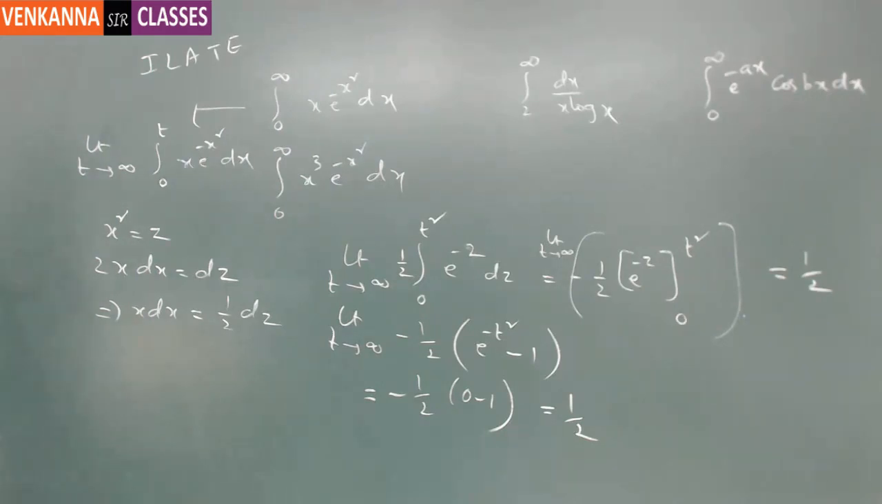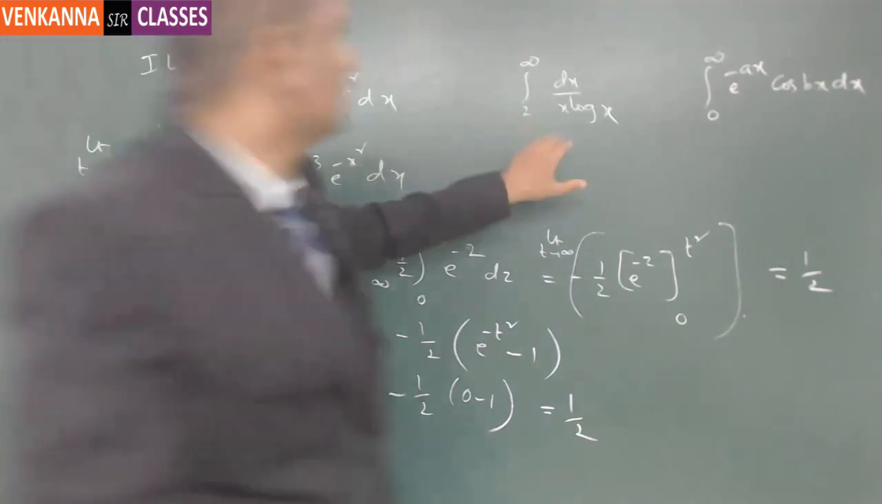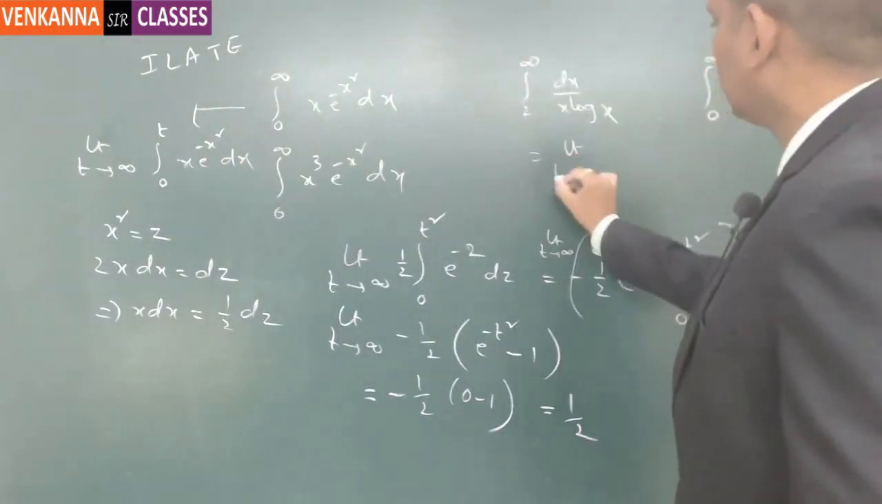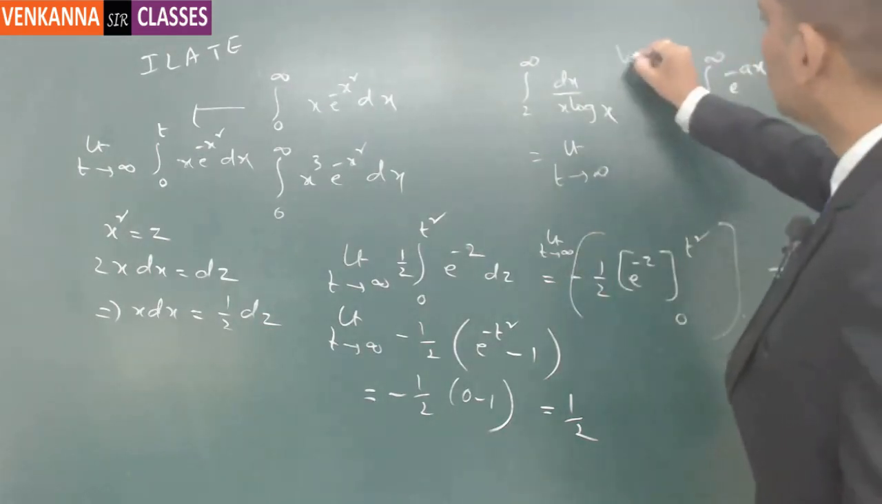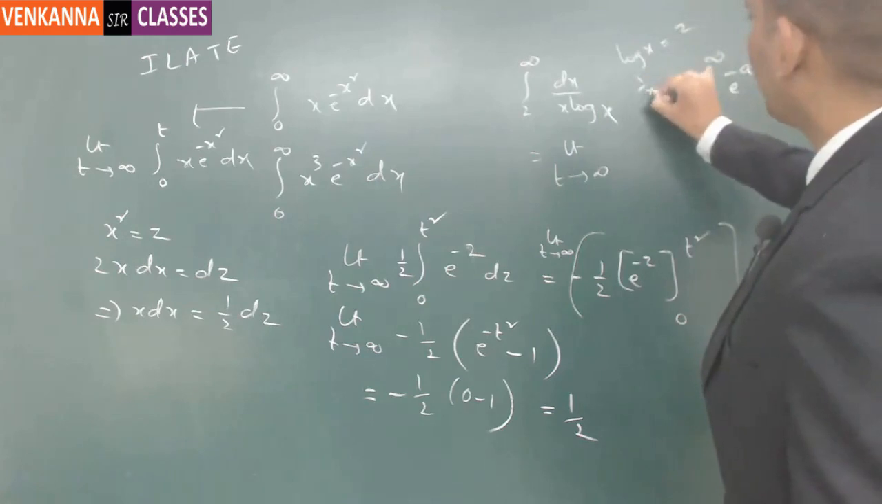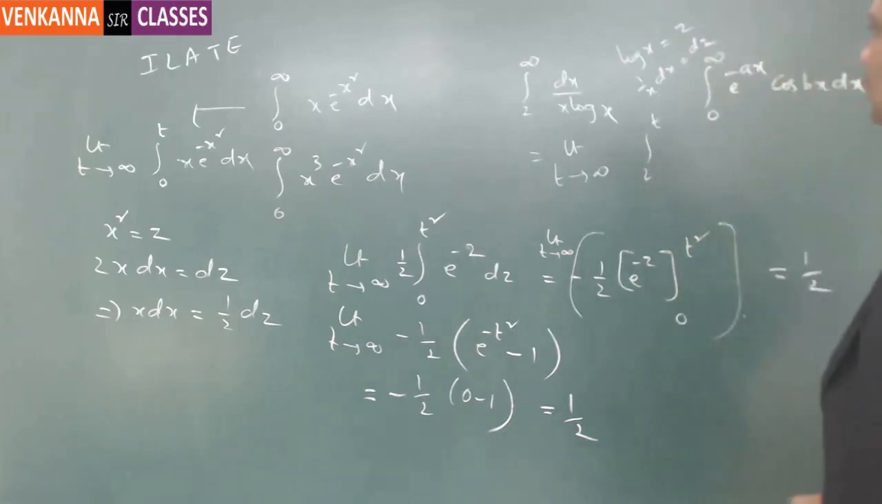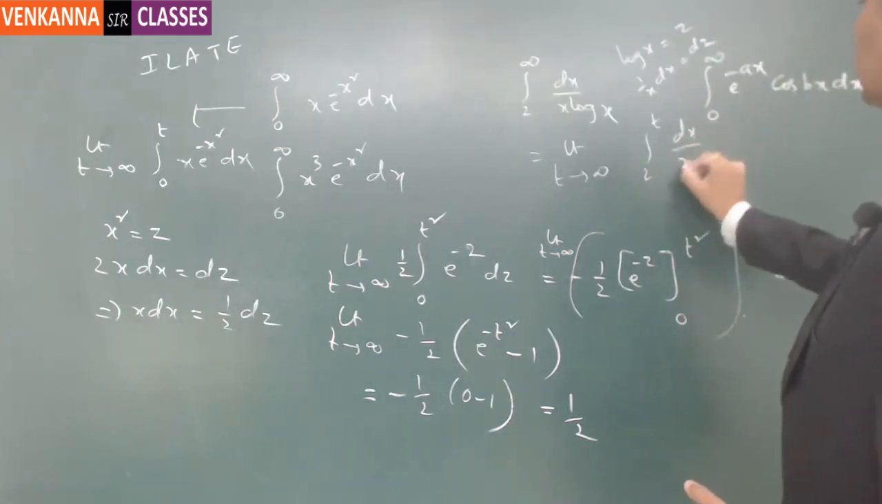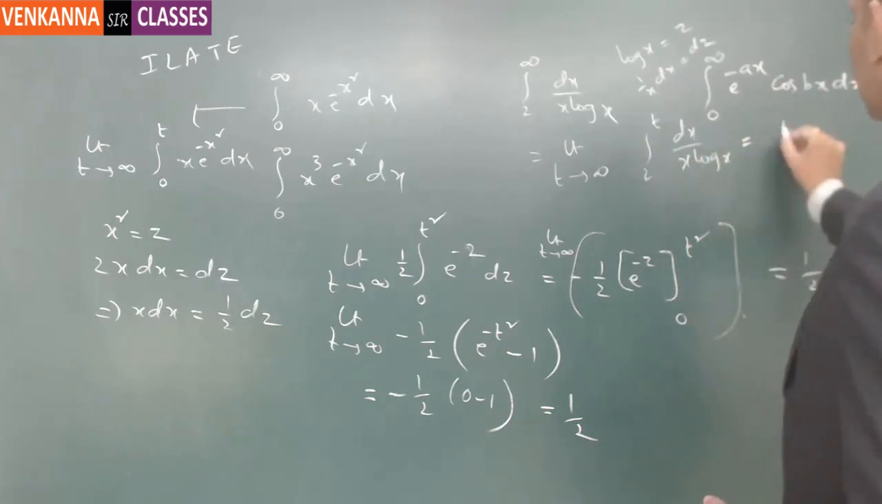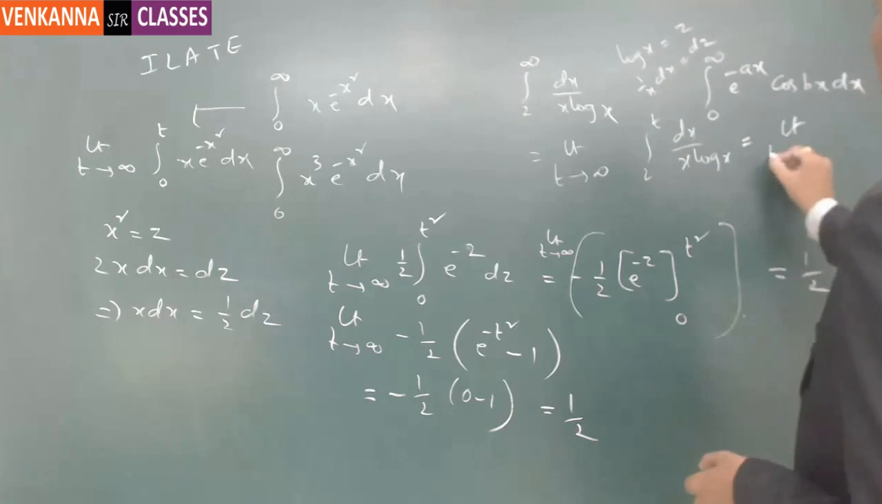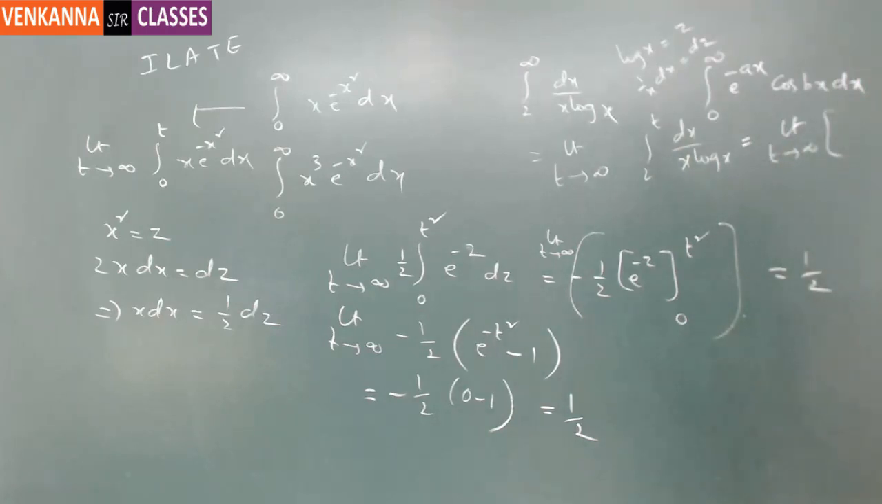So if you are finished with this one, here for this problem, limit t tends to infinity, you will take log x equal to z, 1 by x dx equal to dz. So integral 2 to t, however you will write the problem, dx by x log x, limit t tends to infinity. So you have to take log x equal to z, you will take the respective limits. You will take log x between 2 to t.